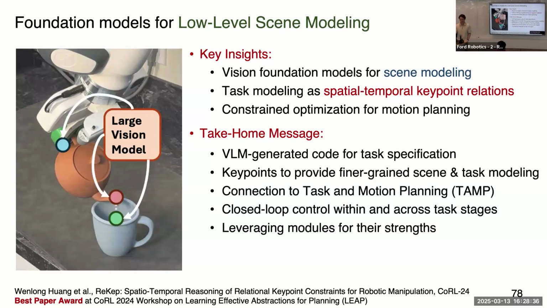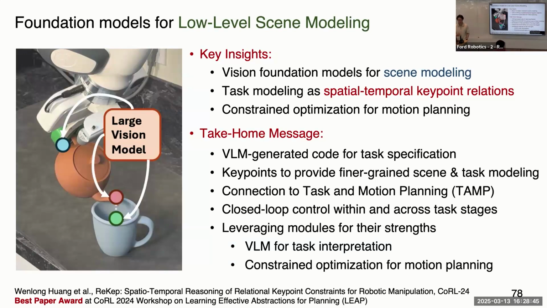It is really a way of leveraging different modules for their strengths, where the vision language model is used for task interpretation and the constraint optimization is used for lower level motion planning. Meaning we are not doing things end to end, but we really understand the advantages and limitations of different tools and are able to have an integrated system that allows us to get the best of multiple worlds. Any questions about this work?